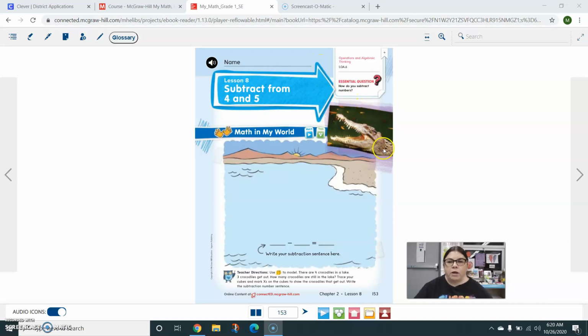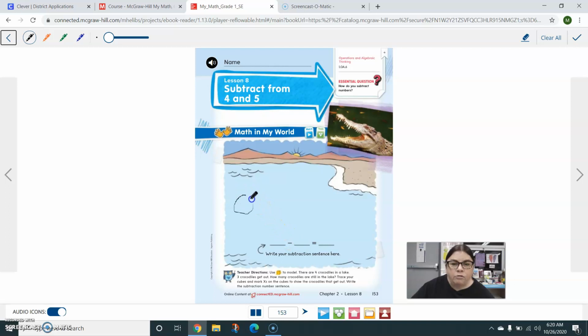All right, friends, hopefully you are there right now. We're going to continue answering the essential question, how do you subtract numbers? This says to use your cubes. You have counters, so go ahead and use your counters, okay? And I am just going to draw for you. It's going to say there are 4 crocodiles in a lake. So you need to draw 4 crocodiles.